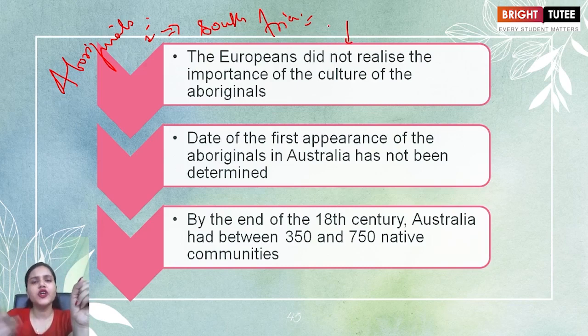Now here we see that the Europeans were not realizing the importance of the culture of the Aboriginals. So what is the meaning of Aboriginals here? Aboriginal here means, in simple terms, the native people.